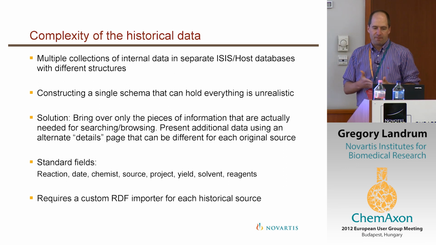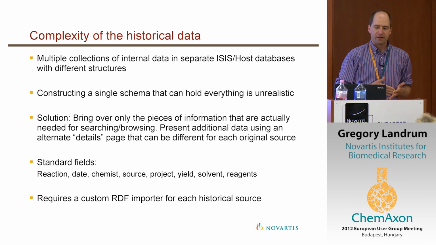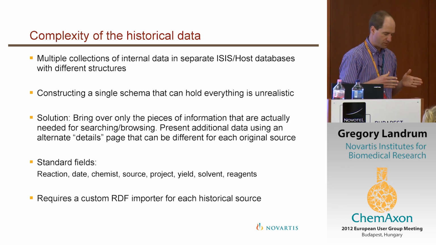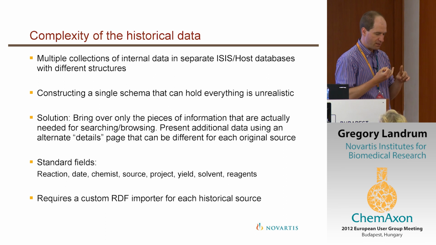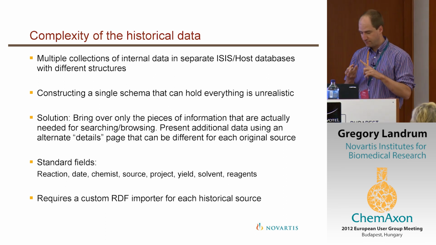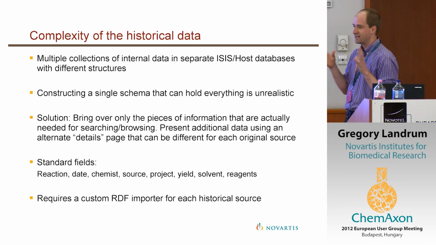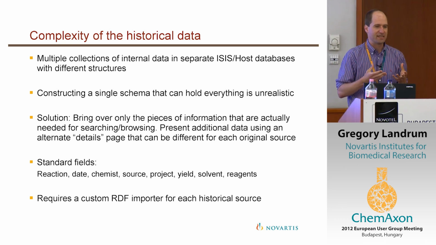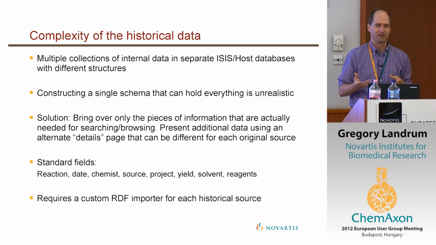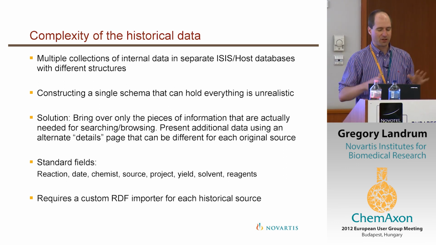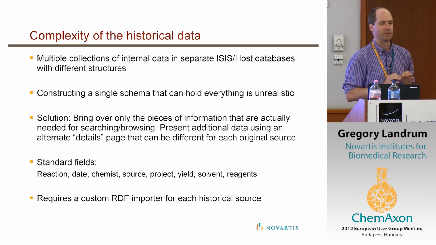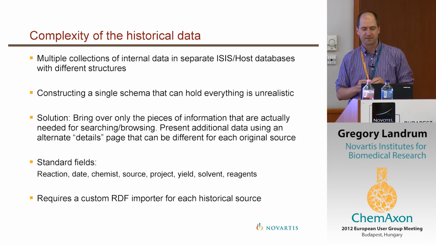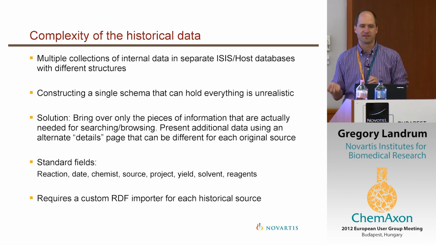Complexity of that historical data, I mentioned already. There are multiple collections that we have. The idea that we would be able to construct a single schema that holds the historic reactions from Ciba, from Geigy, from Ciba-Geigy, from Sandoz, everybody else that's been mashed into this entity that's known as Novartis, there's no way we could ever do that and have a schema that doesn't look like the Cambridge Soft schema, and you could never query. So we said, okay, we're not going to do this. We're going to have a very, very simple schema, which stores a minimum amount of information, and those are the pieces that you actually need to search and browse the data.